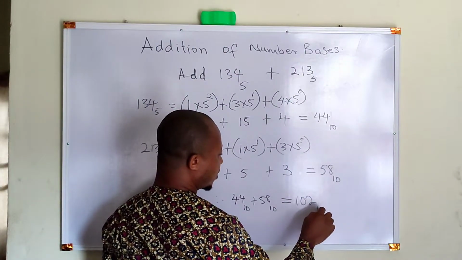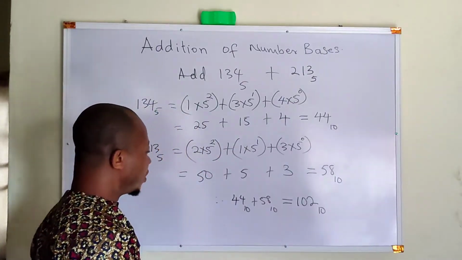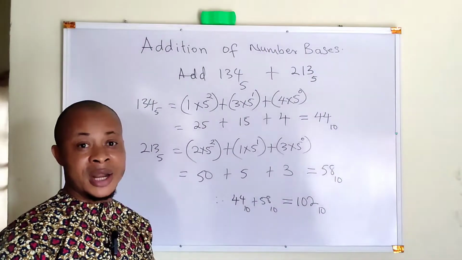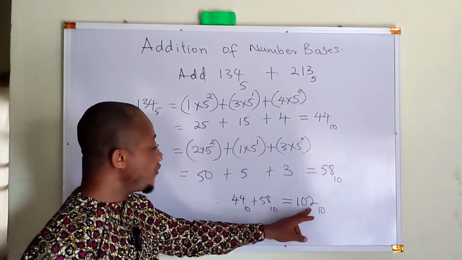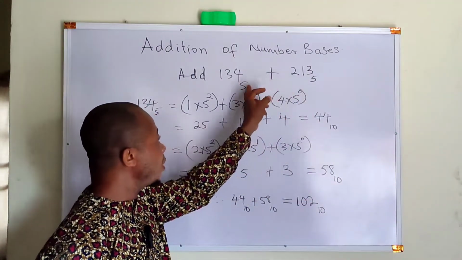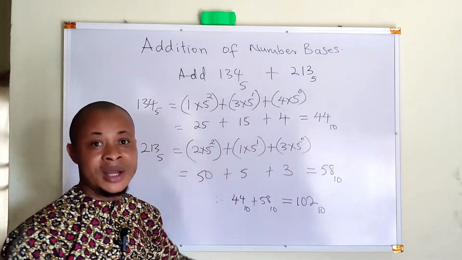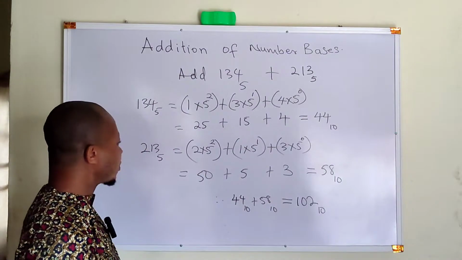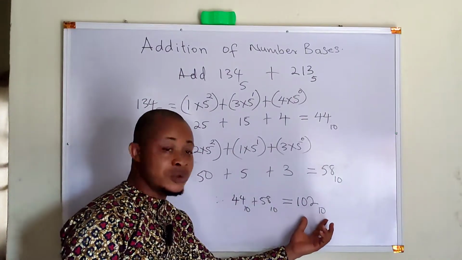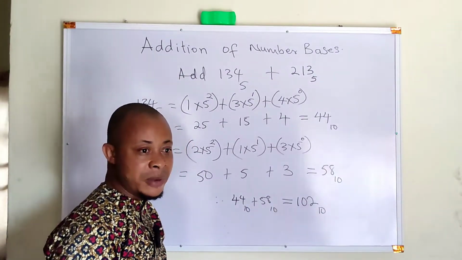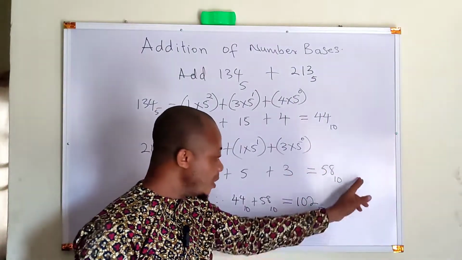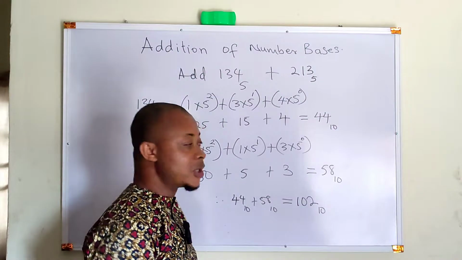Now this is a number in base 10, but it is not the final answer because we have to convert it back to base 5, because the two numbers we added together were in base 5. So let us now convert 102 back to base 5. Remember, if you are converting from base 10 to any other base, you use your division process.